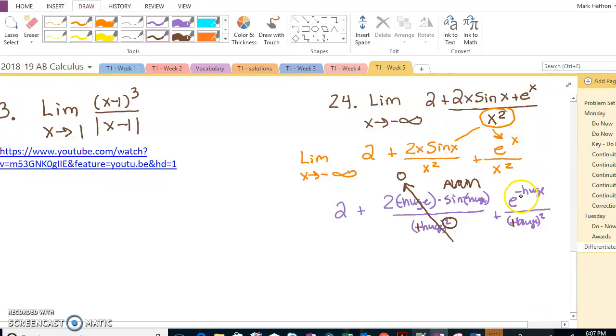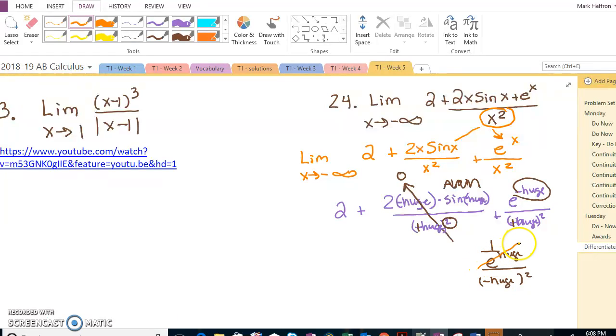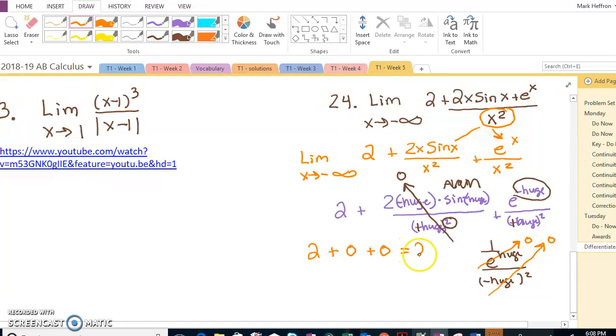Now the next one, when we have a negative exponent, that's like saying 1 over e to the huge, divided by huge squared. Well, hopefully you can see that 1 divided by big is going to be small, and if I have 0 divided by something huge, this whole term is going to go to 0. So really I have the limit of 2 plus 0 plus 0, or 2.